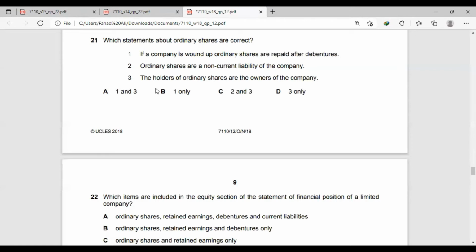First is: if a company is wound up, ordinary shares are repaid after debentures. They are repaid after debentures. Why? Because ordinary shareholders are the owners.